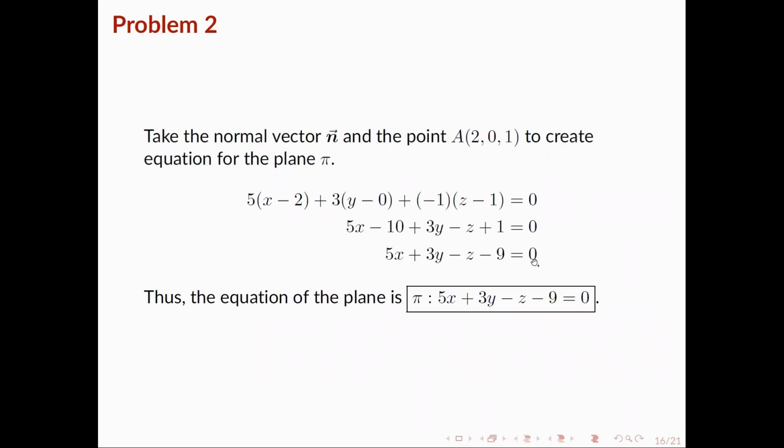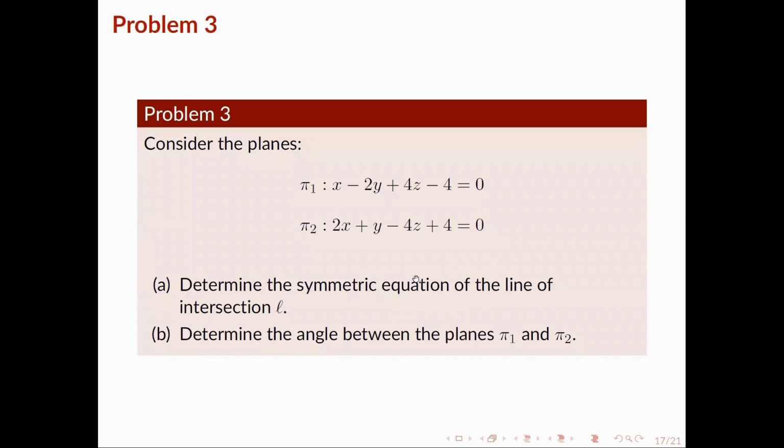Now for the third problem, we consider the planes pi sub 1 given by this equation, x minus 2y plus 4z minus 4 equals 0, and pi sub 2 given by 2x plus y minus 4z plus 4 equals 0. We are to determine the symmetric equation of the line of intersection L, and also determine the angle between the planes pi sub 1 and pi sub 2.